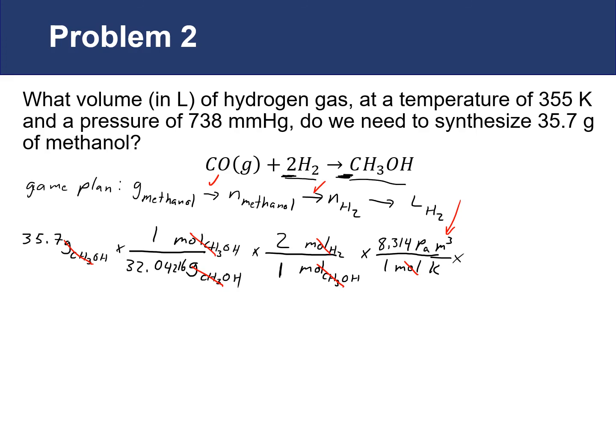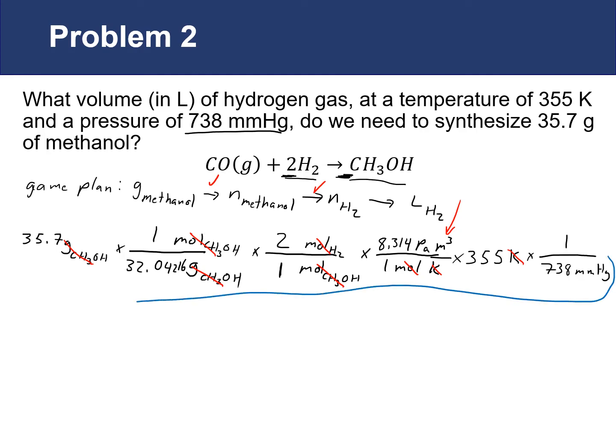We can get rid of our temperature, our Kelvin units, by multiplying by 355 Kelvin. Our Kelvin unit cancels out, and now we just have pascals that we need to get rid of. The unit that we were given is in millimeters of mercury. So we're going to divide by our pressure. We want the 738 millimeters of mercury on bottom. And now we're going to continue this calculation. We sort of ran out of room, so we'll continue it over here.